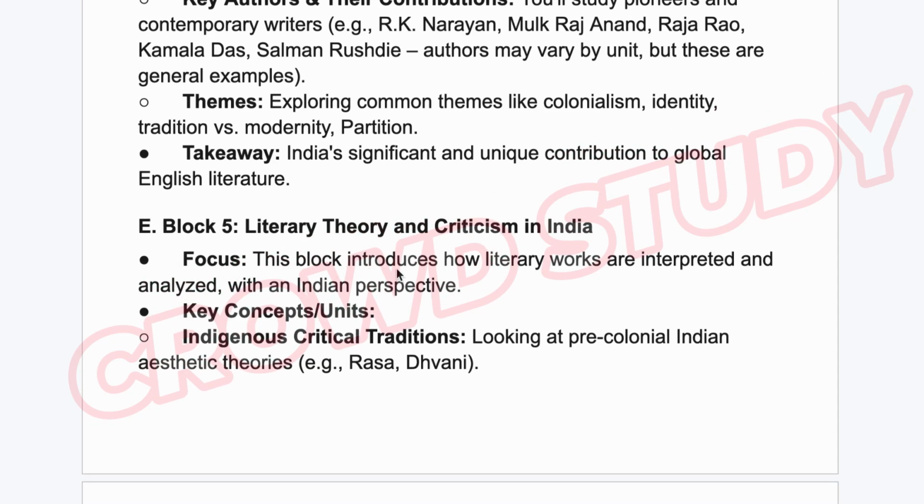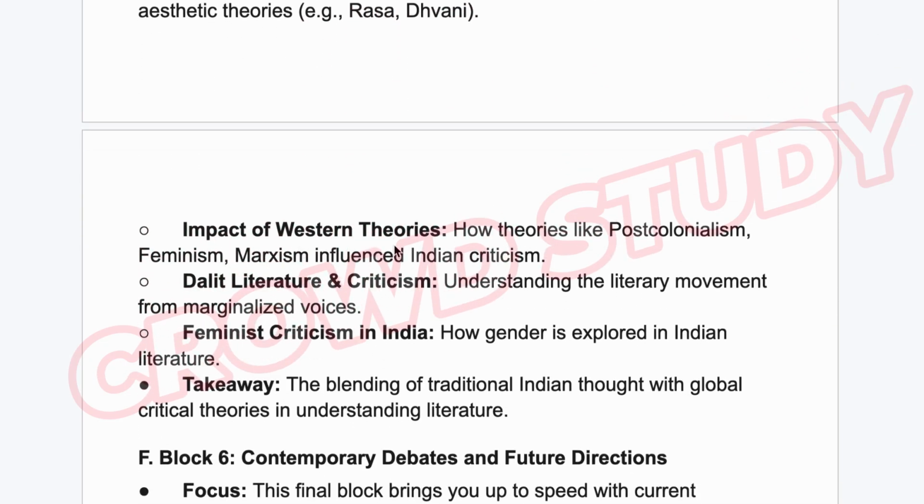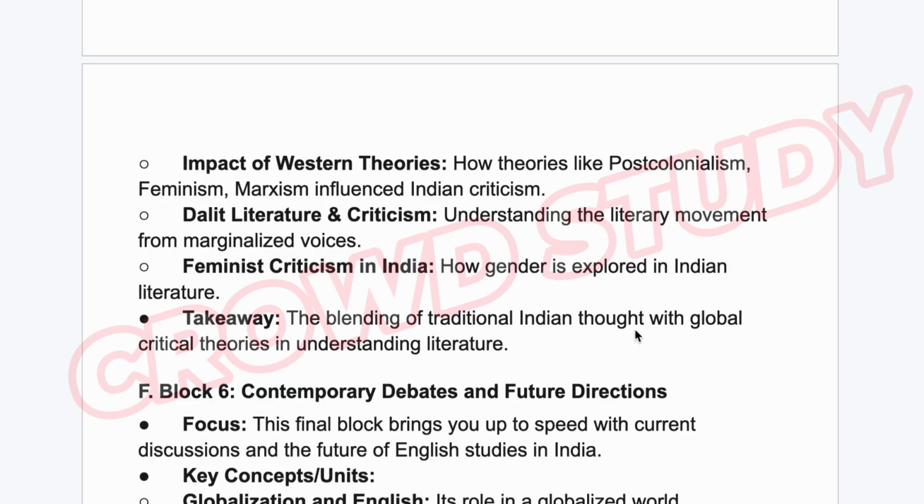It focuses on how literary works are interpreted and analyzed within an Indian perspective, the key concepts and units of this indigenous critical tradition, looking at pre-colonial Indian aesthetic theories, for example, Rasa and Dhvani. The impact of Western theories: how theories like post-colonialism, feminism, and Marxism influenced Indian criticism. Dalit literature and criticism, understanding the literary movement from marginalized voices, and feminist criticism in India, how gender is explored in Indian literature. Takeaway: the blending of traditional Indian thought with global critical theories in understanding literature.